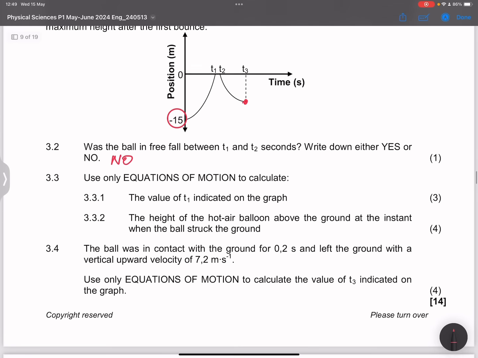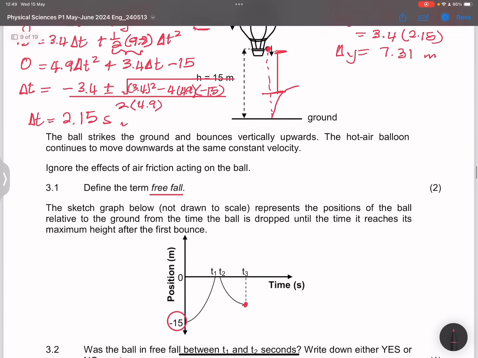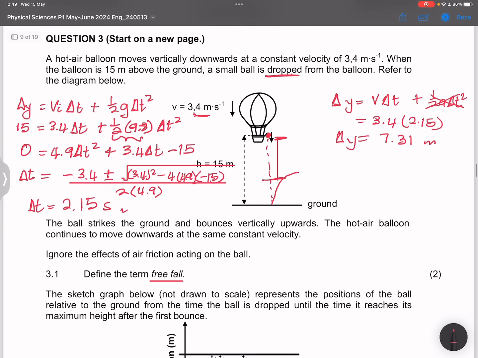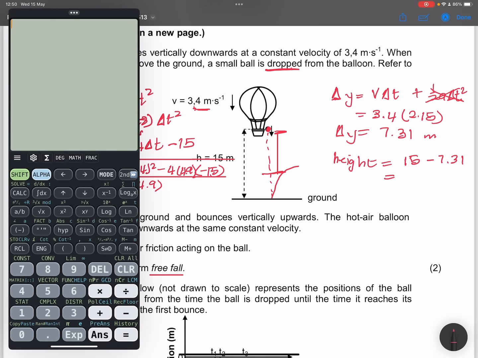But what are we looking for? We are looking for the height of the hot air balloon above the ground. Actually, I said the ball, but it's the hot air balloon. So we know the hot air balloon has traveled 7.31, but how far was it at the beginning? It was at a height of 15 meters. So therefore, the height will be 15 plus 7.31. And what do we get there?